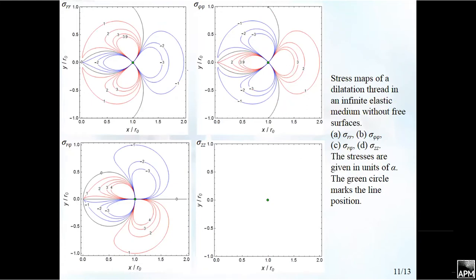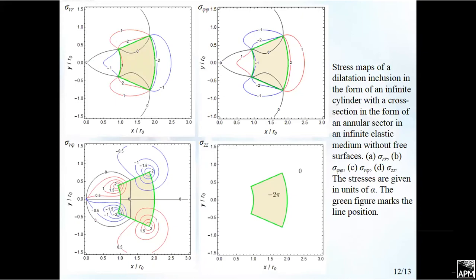Let us compare these cases with stress maps of a dilatation line in an infinite elastic medium without free surfaces. It is seen that free surfaces strongly distort the stress fields. The axial component is identically equal to zero everywhere, except for the point where the line is located, where it is not defined.